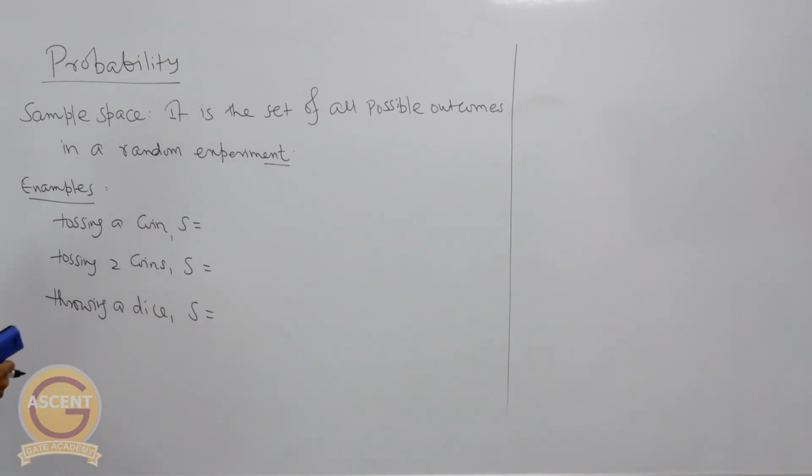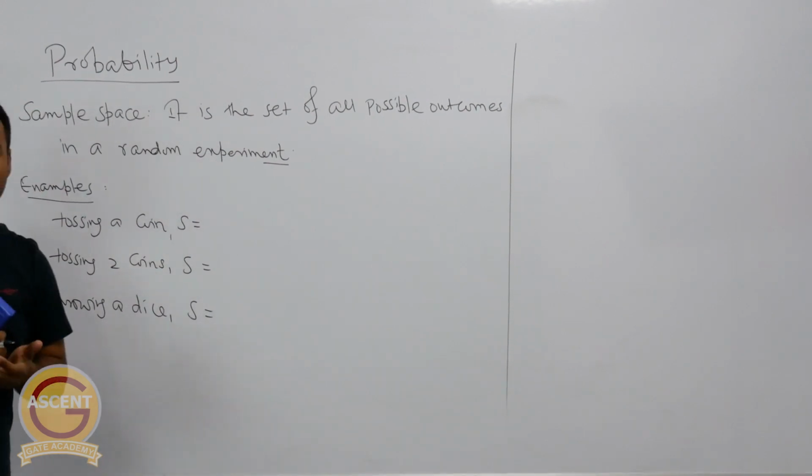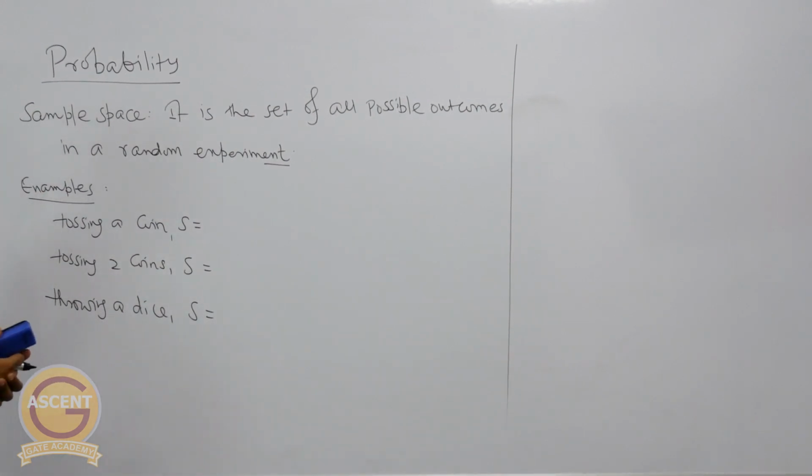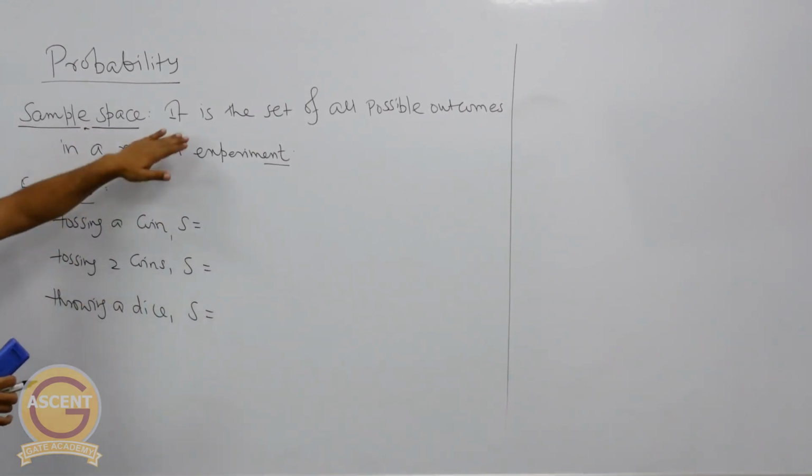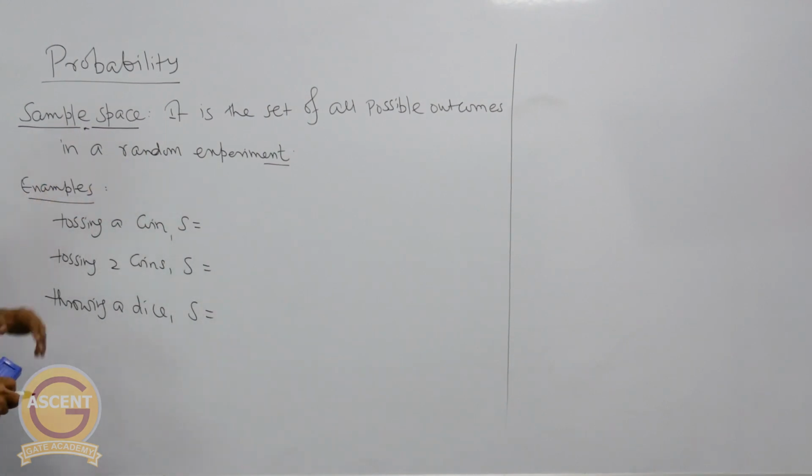Okay, so now we are going to start this chapter, probability. Till now we have discussed some of the basic concepts of permutation and combination. So in probability we'll start with some terminology. The first term is sample space. The sample space is defined as the set of all possible outcomes in a random experiment.